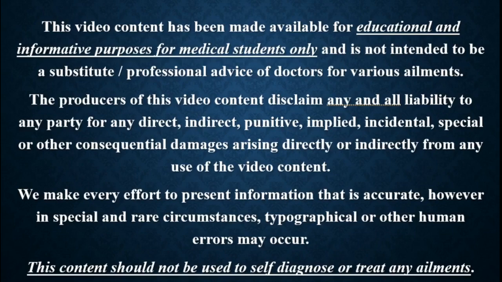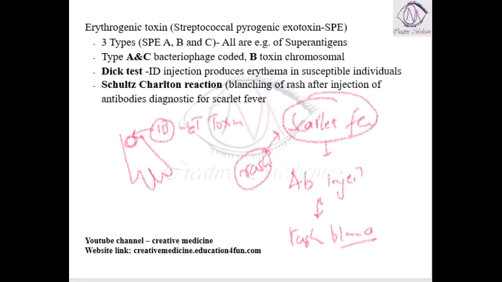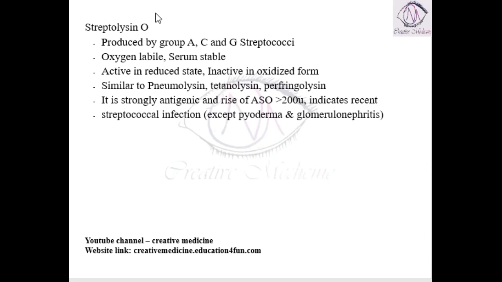In this lecture, we will learn about Streptolysin O. Streptolysin O is a toxin which is seen on streptococci, especially group A, group C and group G streptococci. This streptolysin O is oxygen labile and serum stable. It is mainly active in the reduced state and inactive in the oxidized state. It is similar to hemolysin, tetanolysin and perfringolysin.